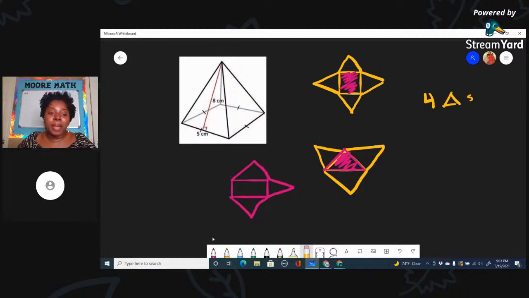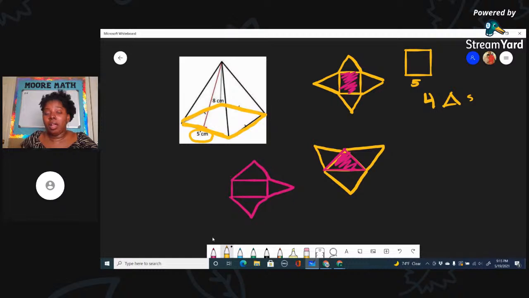Okay, let's start with the bottom. Now they're showing you these tick marks because they're saying that all of these sides are equal. They're showing you that this is a square. So if I know that this side right here is 5, that means all of the sides of the square are what?